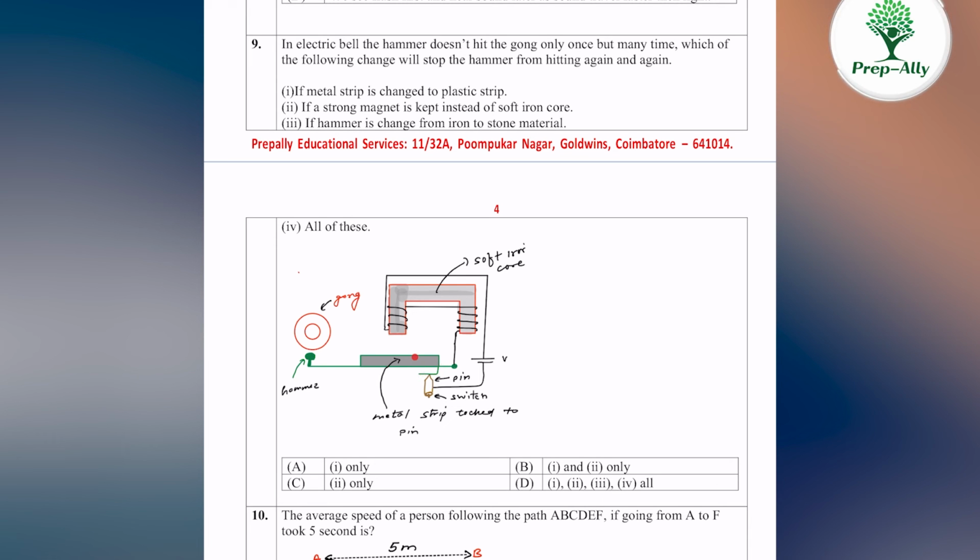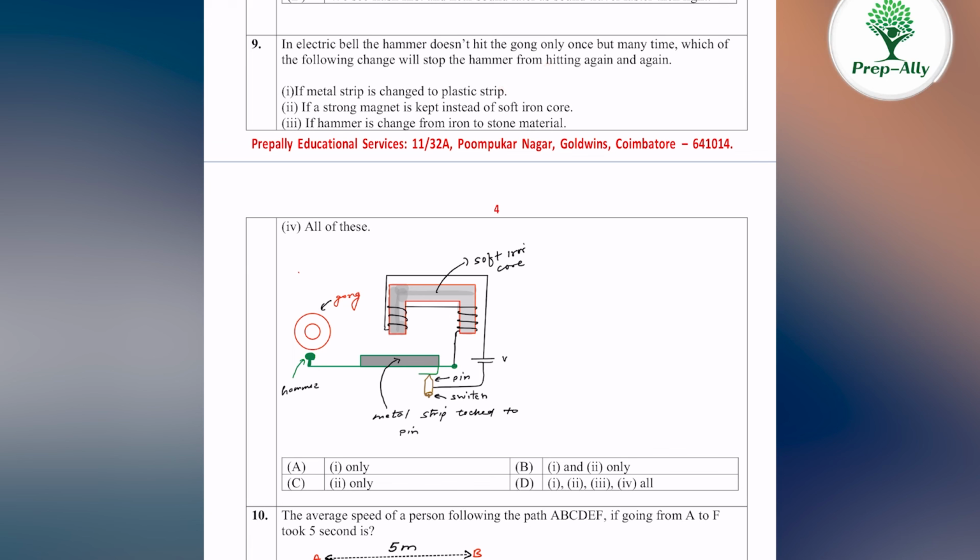Now the metal's use is to get attracted by the soft iron core and this wire winding, so it will become an electromagnet. So metal will be attracted toward the electromagnet. That is why it will go there and then this pin will break the contact and then no current will go. So basically if the metal is changed with plastic, it will not even go there, it won't be attracted toward the magnet. That is why it won't hit again and again. It will hit once, if at all it is hitting once. It won't even hit, by the way. So again hitting and hitting will not happen if this is done.